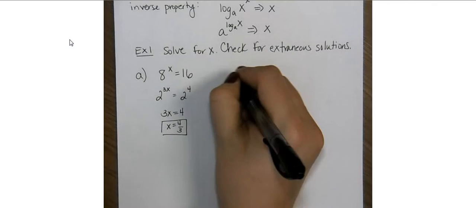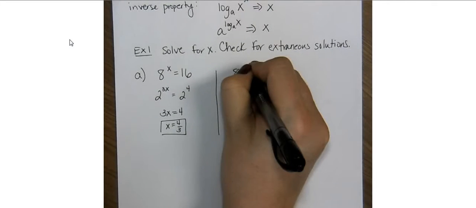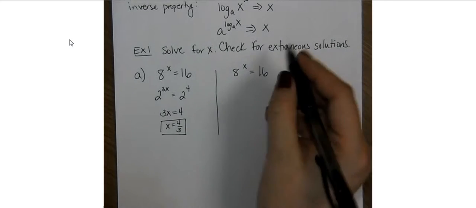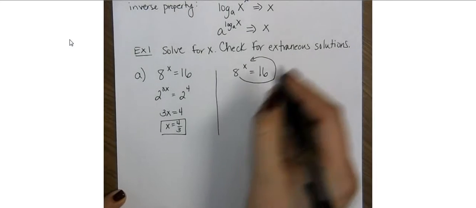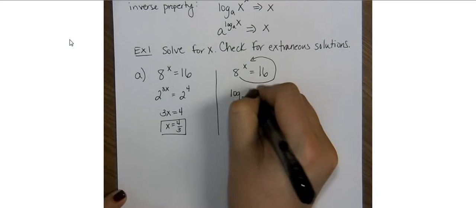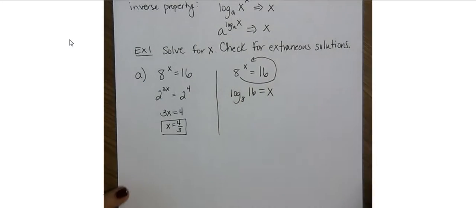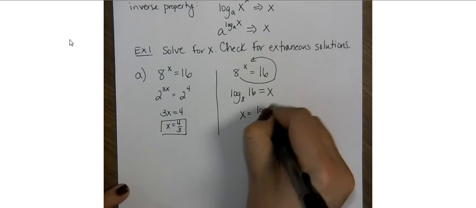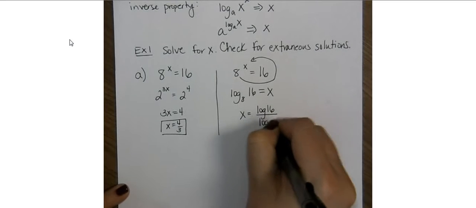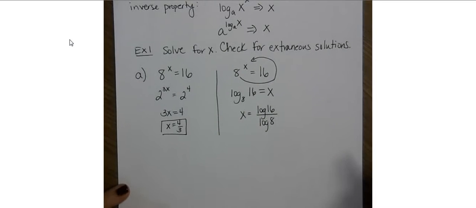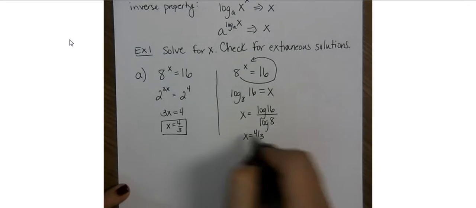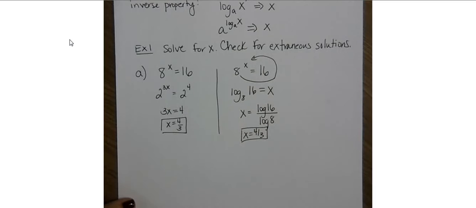In order to do that, this is like option 2. If I have that same problem, I can change this to logarithmic form. So I have log base 8 of 16 equals x, and then I can just change the base using my calculator. So I have x equals log of 16 over the log of 8. And if I type that into my calculator, I would again get x equals 4/3. So you get the same solution, just a different approach to the problem.